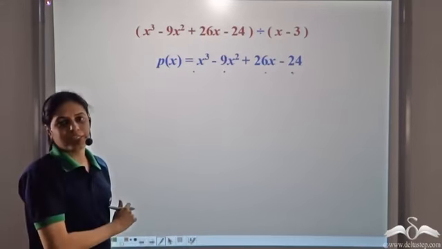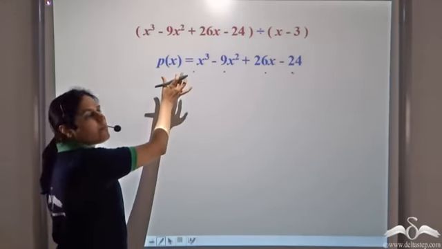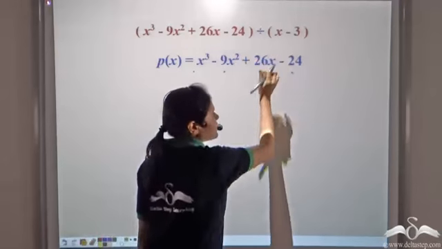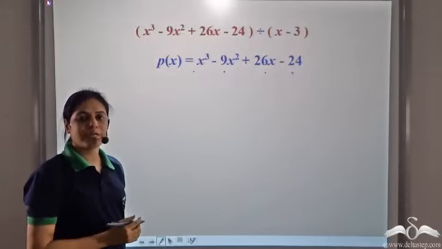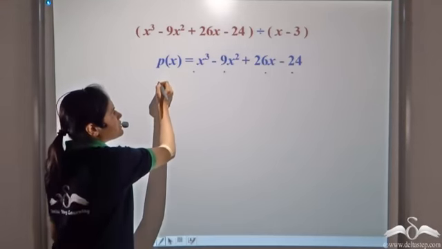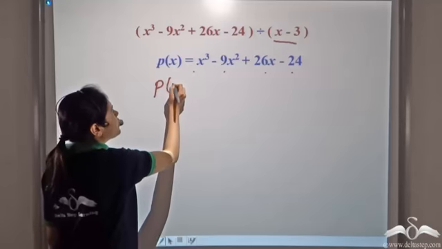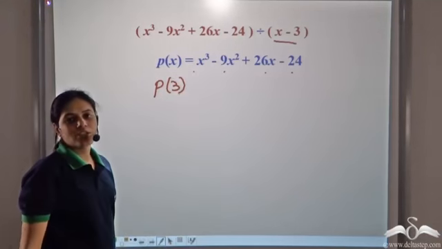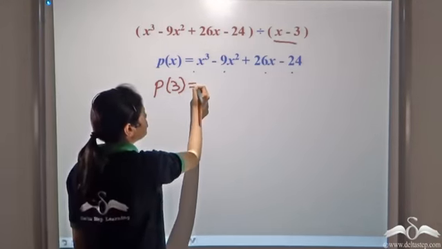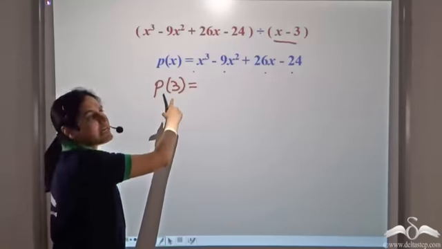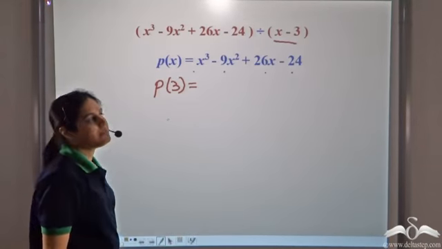We know from the remainder theorem that if a polynomial p(x) is divided by x minus a, the remainder is p(a). So if p(x) is divided by x minus 3, the remainder should be equal to p(3). So let us calculate p(3). We substitute 3 in place of x in this expression.